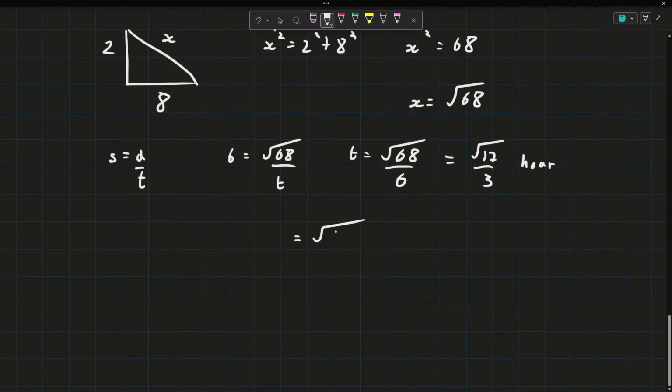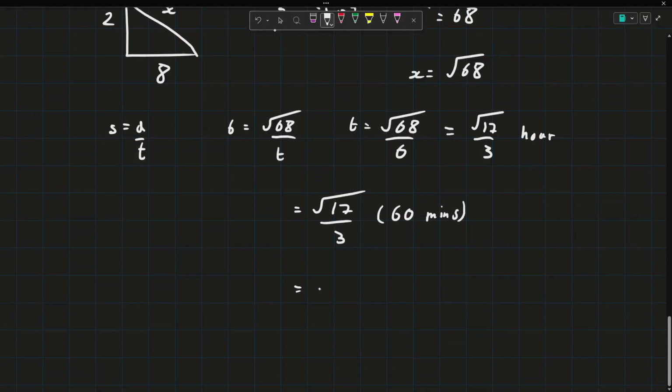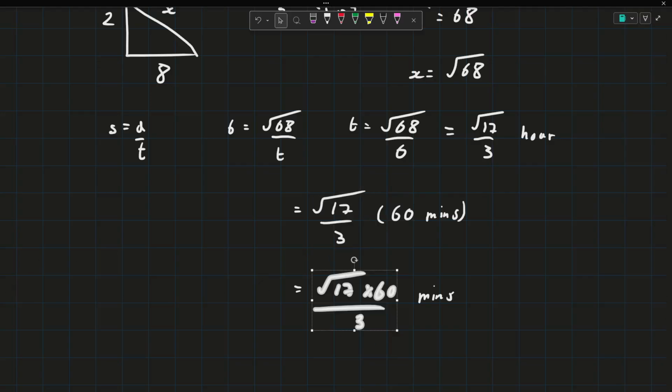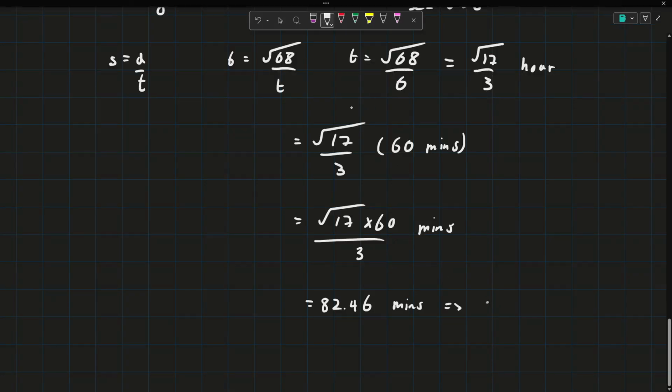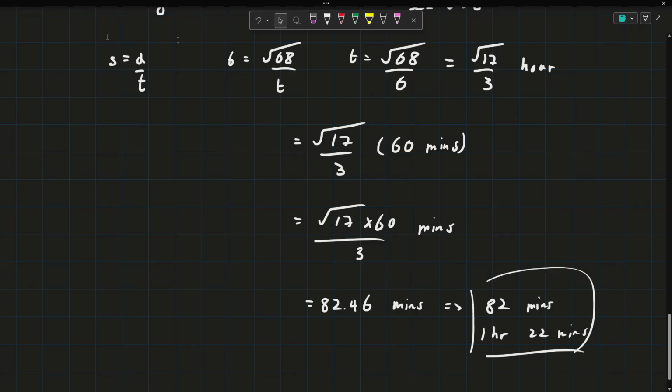But then we can replace hour. 1 hour is equal to 60 minutes. So we can actually replace hour with 60 minutes. So then we'll have root 17 times 60 all over 3 minutes. Because multiplication is commutative, we can just take this 60 and multiply it by this stuff, and then figure out what this is to whatever decimal places. And when you do this, if you put it to decimal, you'll get 82.46 minutes. So then to the nearest minute, you can say that that is 82 minutes, or you could say 1 hour and 22 minutes, and both of those are correct.